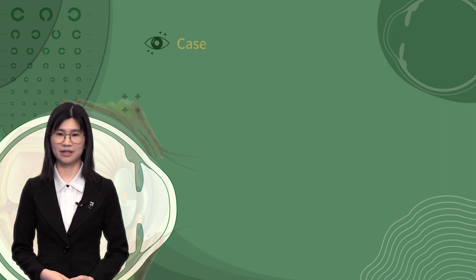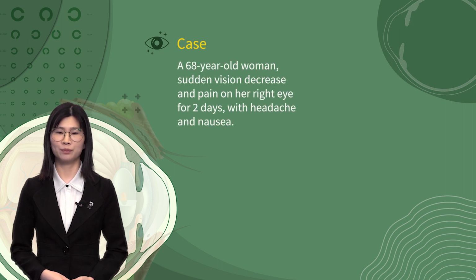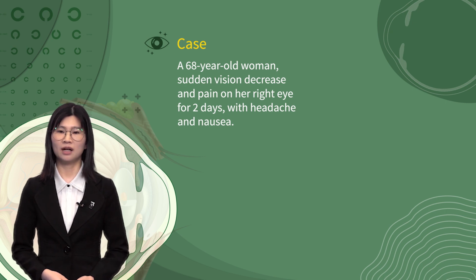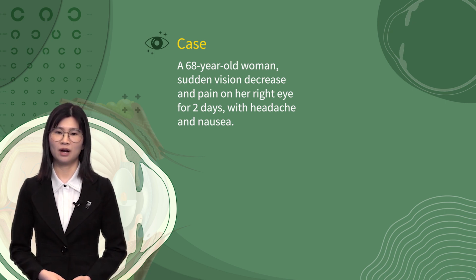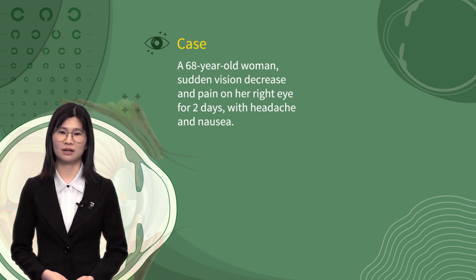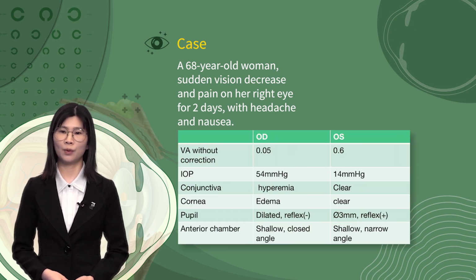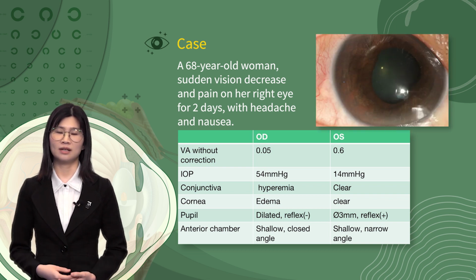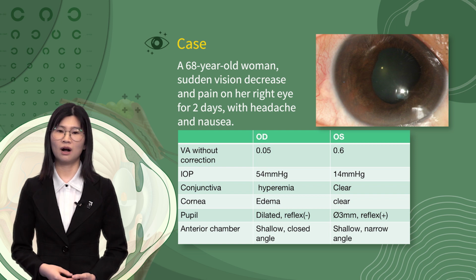First, let's see a case. A 68-year-old woman presented to the emergency room with a sudden drop in vision and pain in her right eye for 2 days, associated with headache and nausea. Her visual acuity was 0.05 in the right eye and 0.6 in the left. Her intraocular pressure was 54 mmHg on the right and 40 mmHg on the left. From the picture, we can see conjunctival hyperemia, corneal edema, and a dilated pupil.